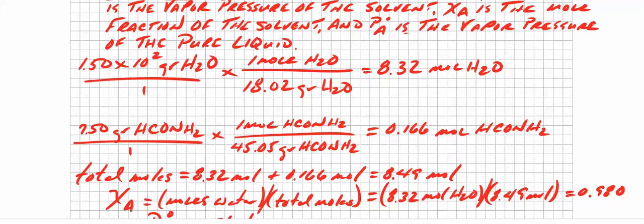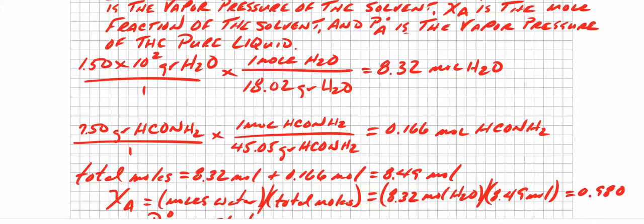I've got 7.50 grams of formamide times 1 mole per 45.05 grams of formamide is equal to 0.166 moles of HCONH2. We get this number considerably smaller, but we expect the solute to be much smaller than the solvent. That's the solute, right? So now we've got the two: water, and the solute dissolved in the water, which is the formamide.